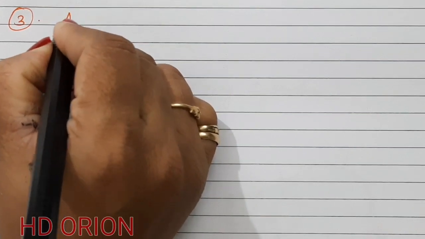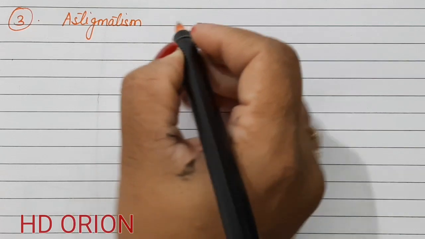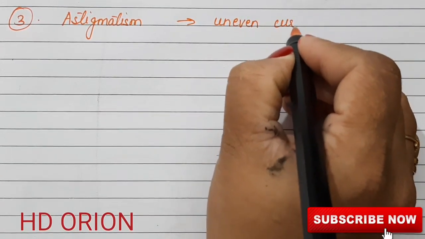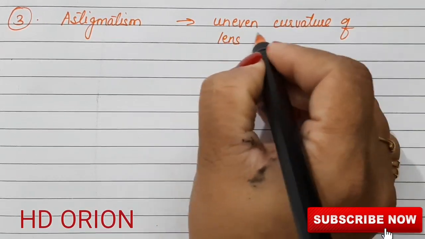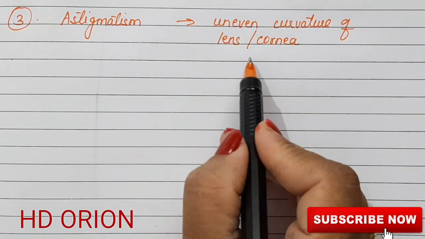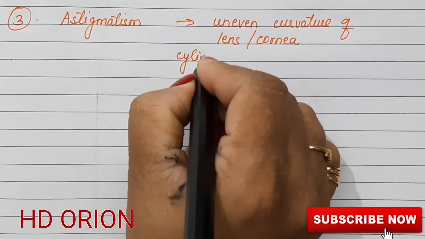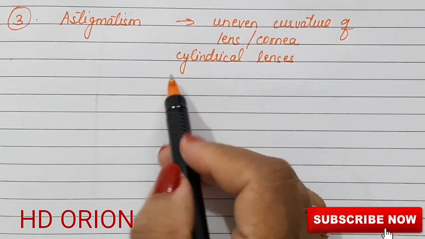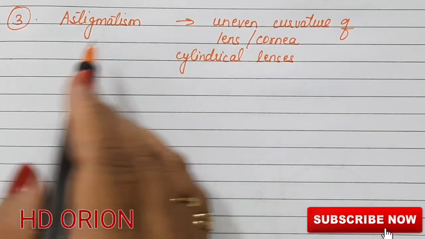The third eye defect is astigmatism. In this eye defect, there is usually uneven curvature of either the lens or the cornea. This is an age defect, so usually elderly people suffer from it. This can be corrected by cylindrical lenses. Although the person may never be able to see very nicely, cylindrical lenses usually help in astigmatism.